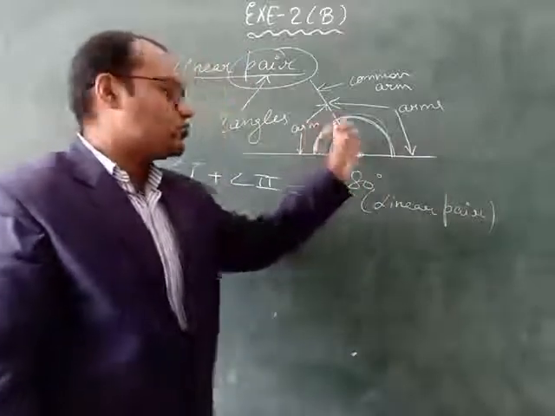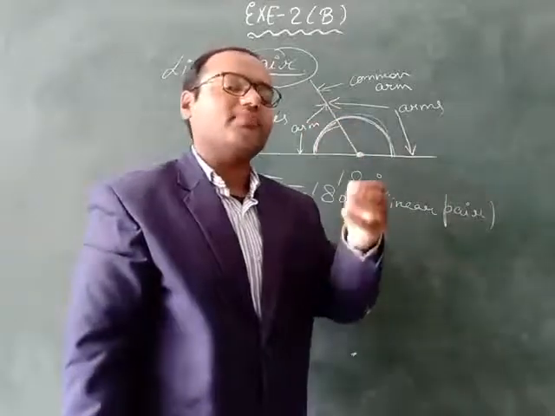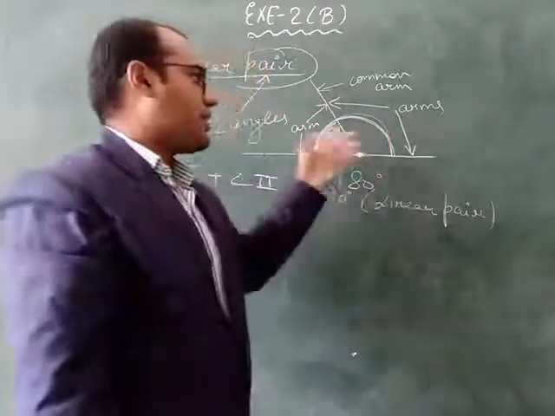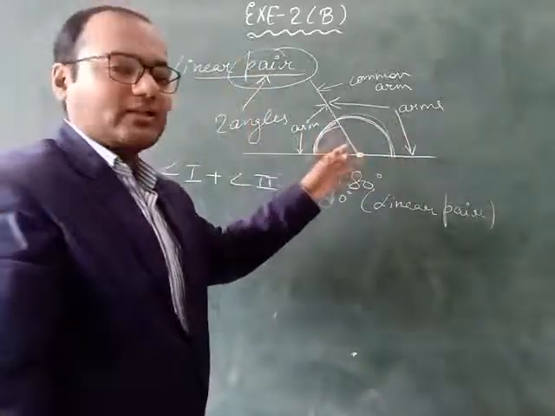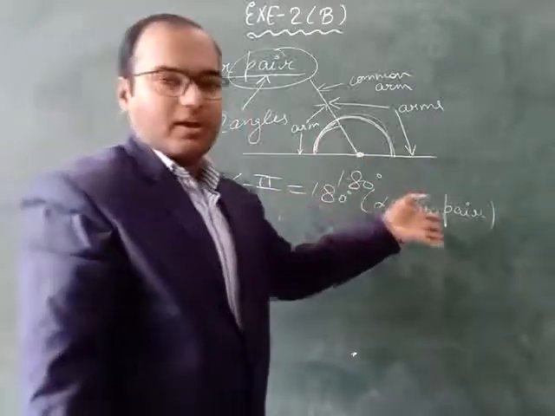The sum of these two adjacent angles will be 180 degrees because these two angles are coming on a straight line. So such a pair of angles is known as a linear pair of angles.